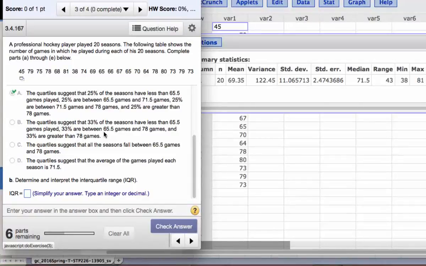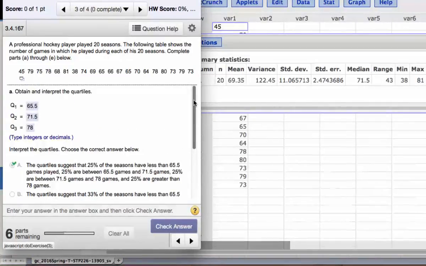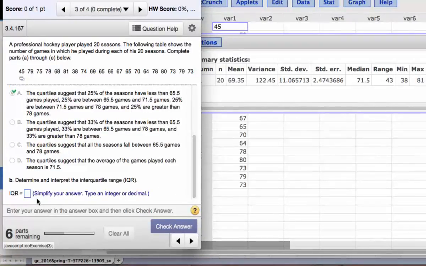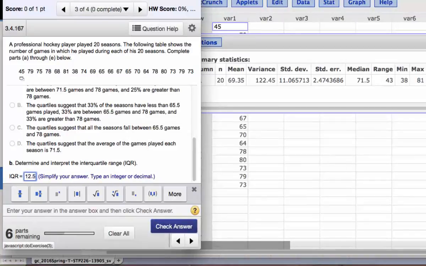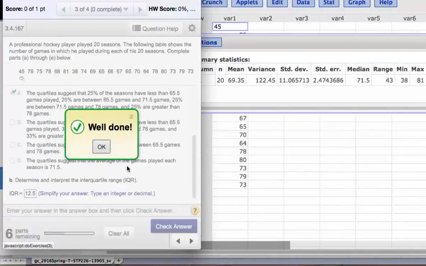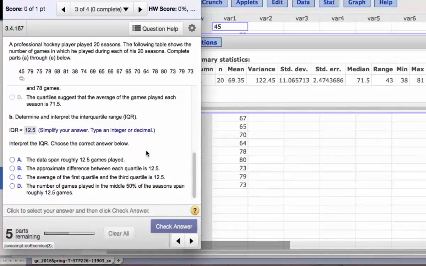Interquartile range is the distance from Q3 to Q1. To me, that looks like 12.5. 66 to 78 is 12, another 0.5. Okay, interpret the IQR. When we talked about that, the number of games played in the middle 50% spans roughly 12.5 games. Right? The IQR is telling us where 50% of the data lie. D.